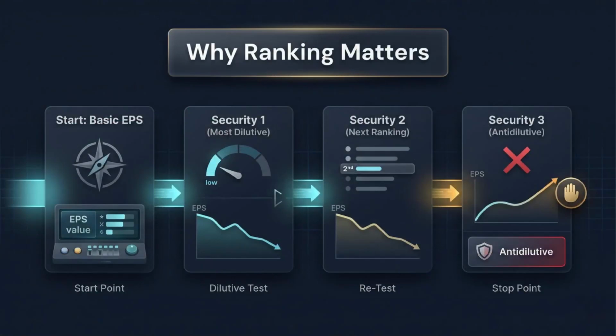Ranking matters because a security that looks dilutive by itself may become anti-dilutive after earlier securities are included. Start with basic EPS, add the most dilutive security, recompute EPS, and then test the next security. If each addition reduces EPS, keep going. If adding the next security increases EPS, stop. This is not just a presentation order, it controls which securities survive the diluted EPS calculation.